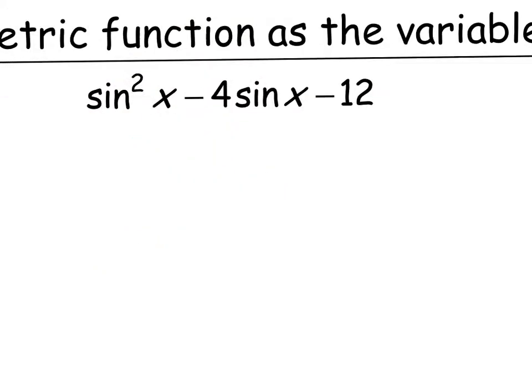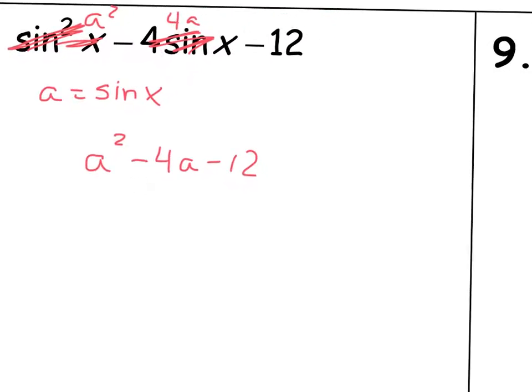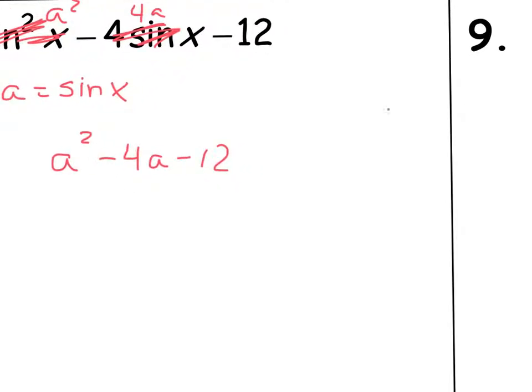This one, there's no GCF all around because this negative 12 doesn't have any sine. So what I can do, though, is let me go ahead and substitute and call a my sine of x, which means this becomes a squared, and this becomes negative 4a. A squared minus 4a minus 12. Now, does that look a little more simple? Yes. However you factor it, I don't mind, but I like to use snowflake.